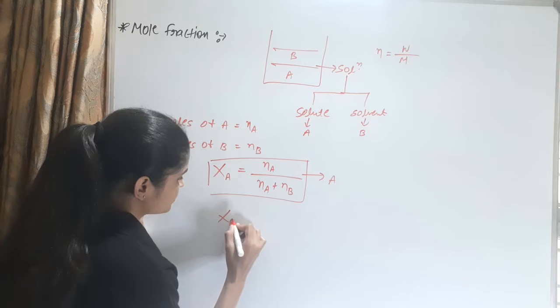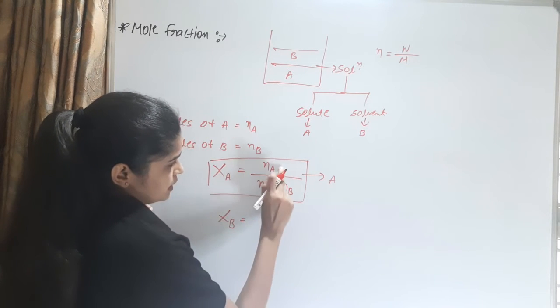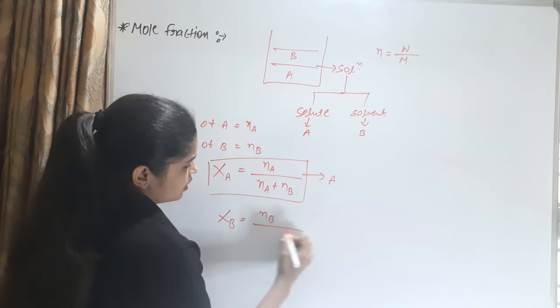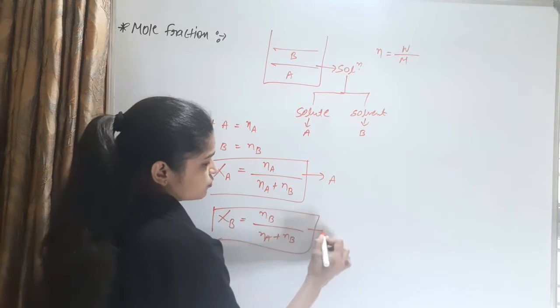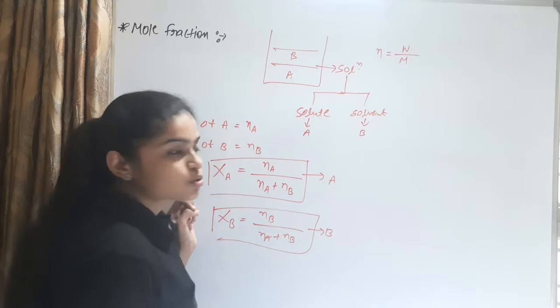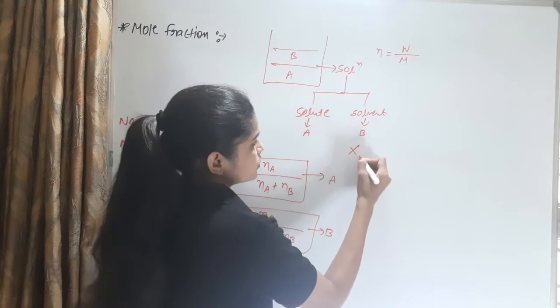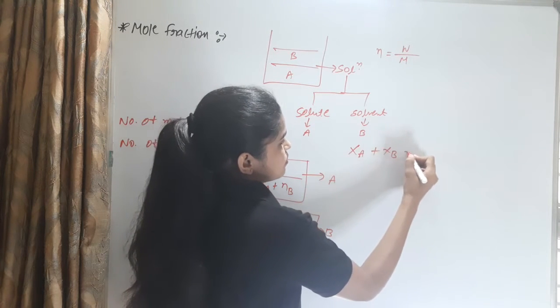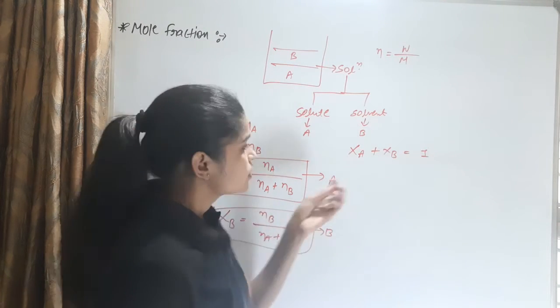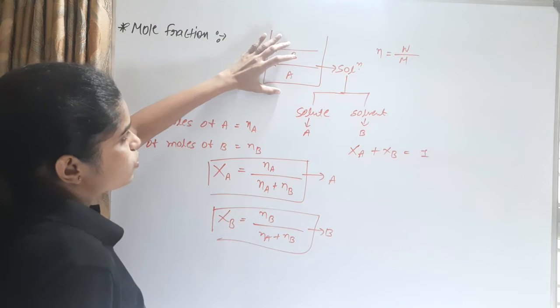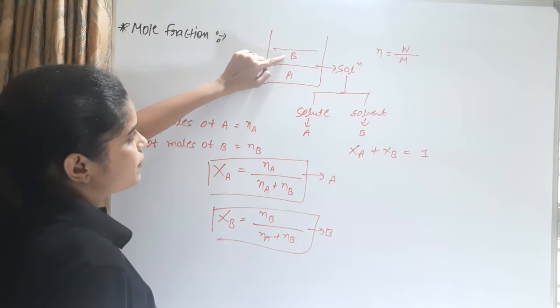Second, the mole fraction of B is the number of moles of B upon Na plus Nb. So the total of the mole fractions, Xa plus Xb, is equal to 1. This is always 1. So that is for a solution of A solute and B solvent.